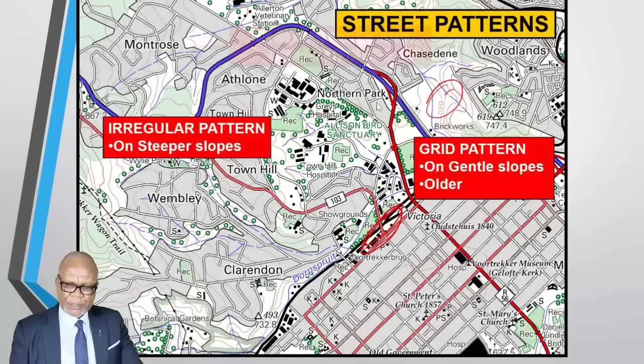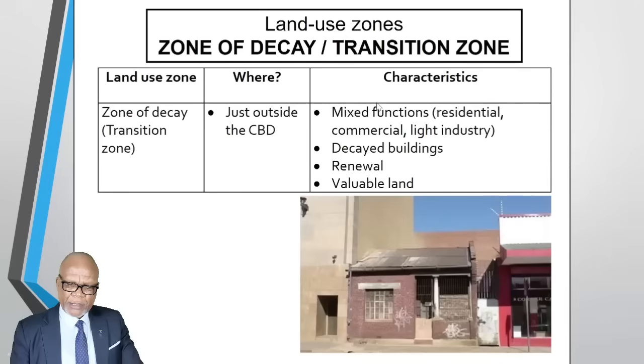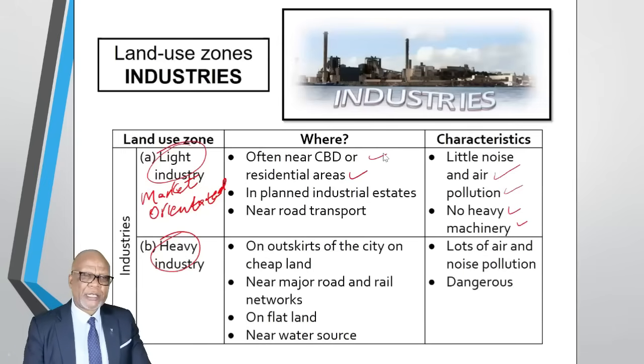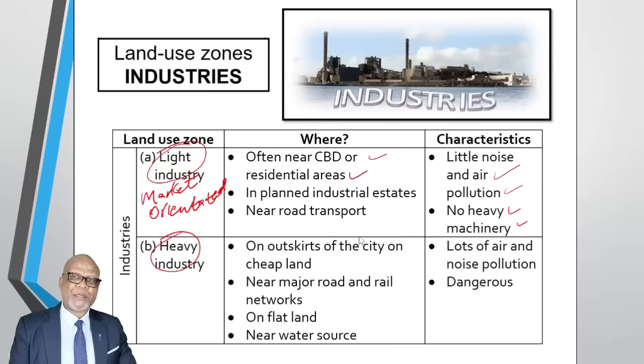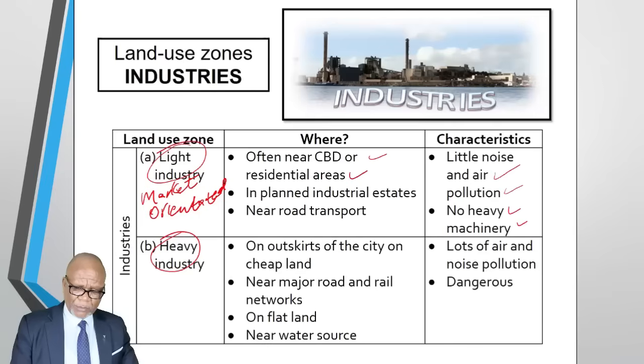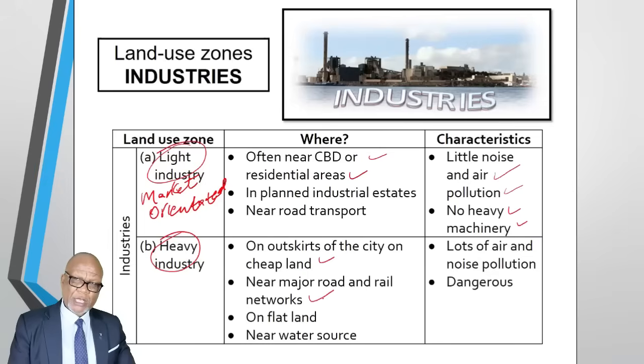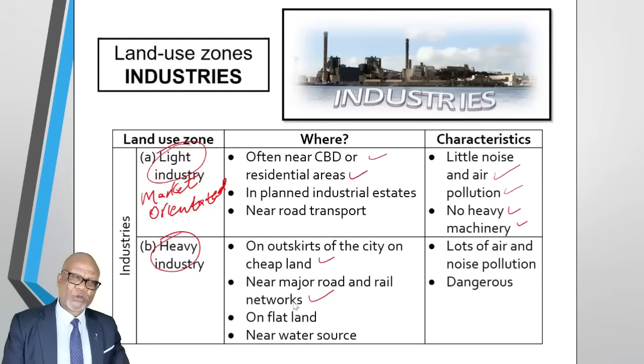The heavy industries need flat and large land, and they need the availability of water and availability of a transport network. Okay, we'll look at that when you're doing economic geography in a few minutes' time. They are usually found on the outskirts where the land is cheaper. They are found near major or bulky transport networks to transport the goods to the market and to transport the raw material. They are usually found on flat land and also near water sources.